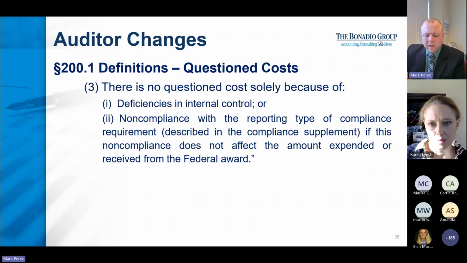Further definitions within questioned costs. There are no questioned costs, I know we just talked about this, because of deficiencies in internal control. Again, just because you left the barn door open, it doesn't mean the horses ran out. And non-compliance with the reporting type of compliance requirement.